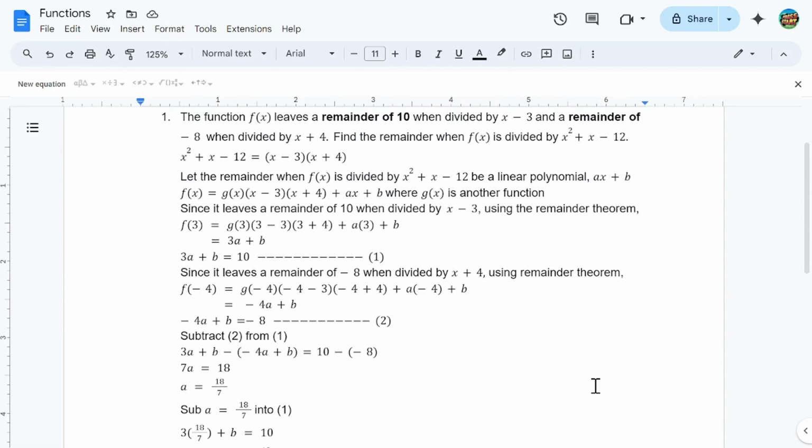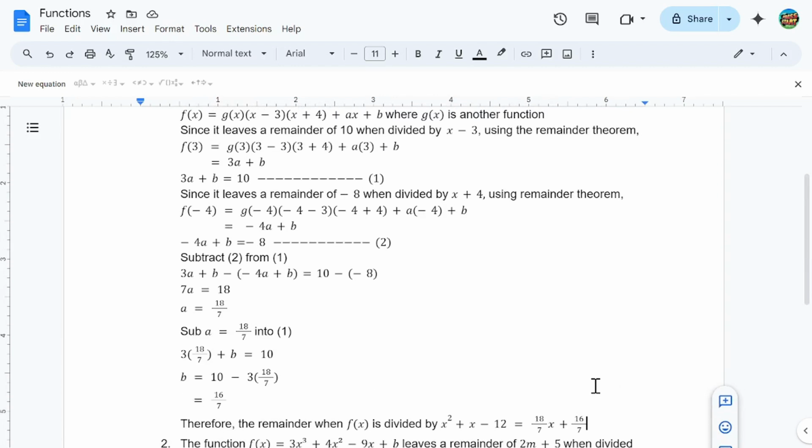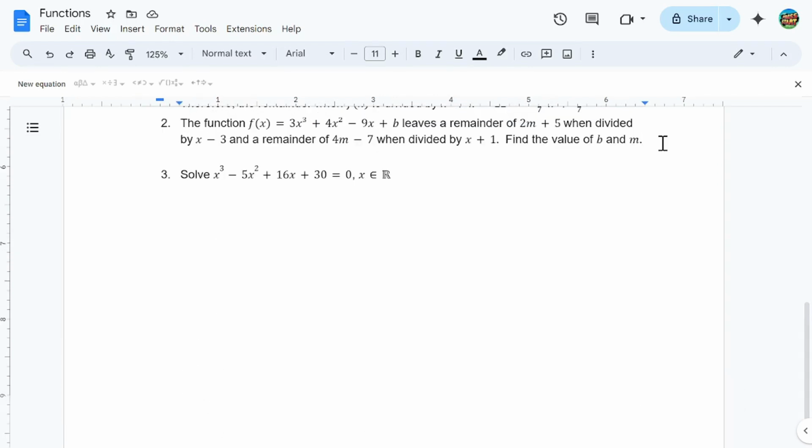So celebrate your 4 marks. And let's move on to the next question. Let's move on to question 2.